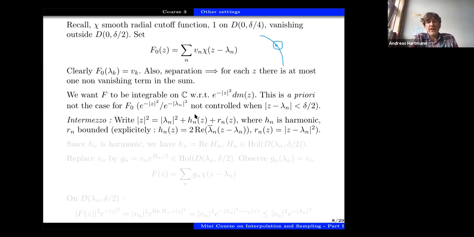And okay, this is a direct computation. You can choose Hn to be this function, and we all agree that it's harmonic. It's a real part of the holomorphic function. And what's remaining is this Rn, which is z minus lambda n squared. And this has the nice behavior that it's bounded in the disk. It's bounded by delta over 2 to the square.